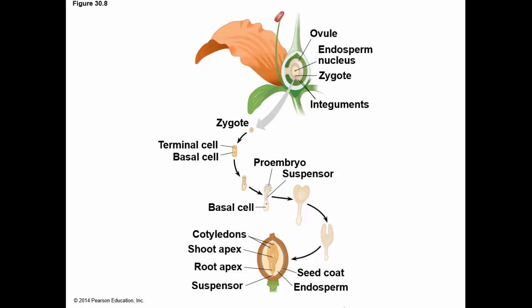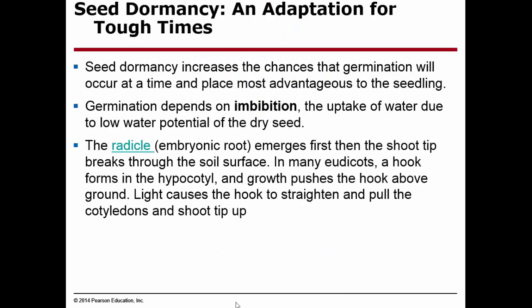Seed dormancy is an extremely beneficial adaptation. Seeds don't always find the correct conditions right away, and the ability to wait for germination until the environment is ideal increases the probability of survival of the embryo carried within the seed. When a seed does reach the correct conditions, the uptake of water can be very rapid.